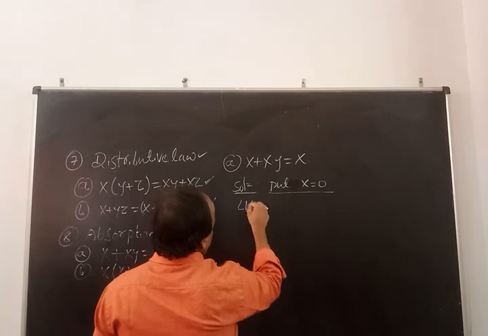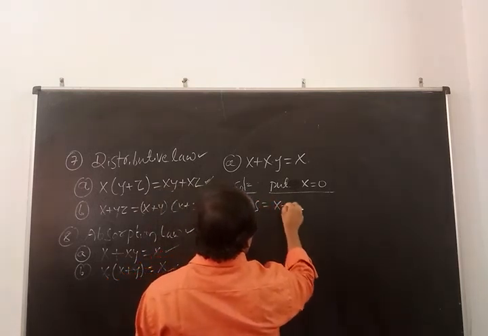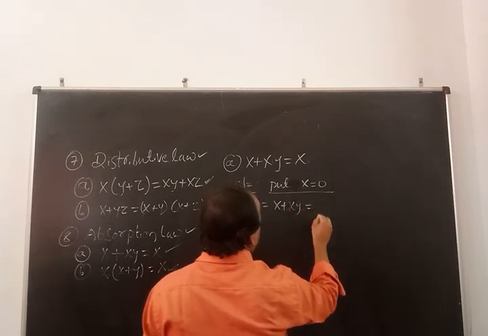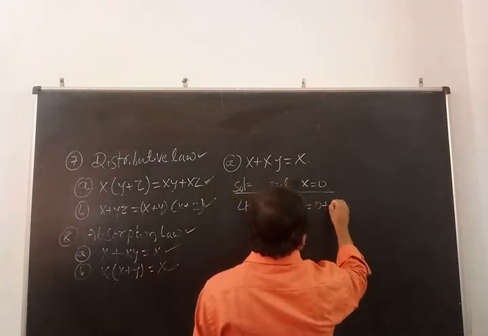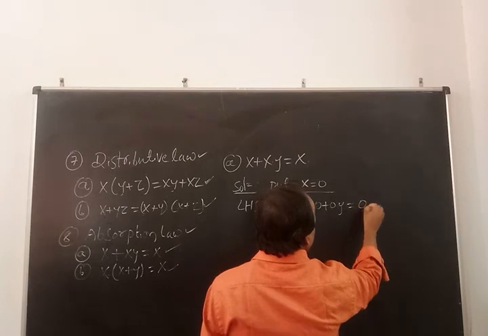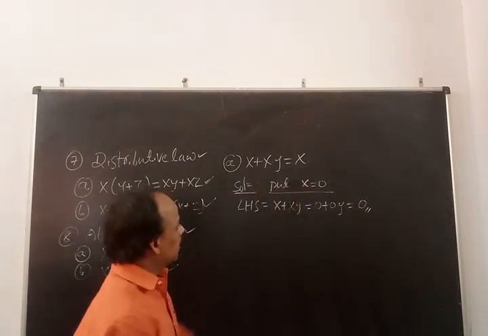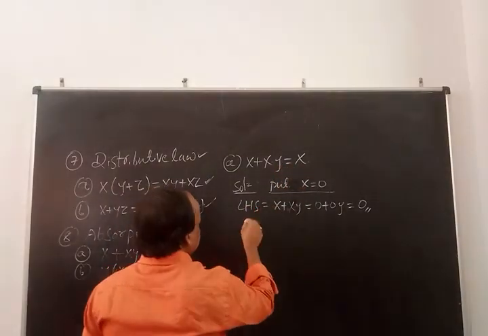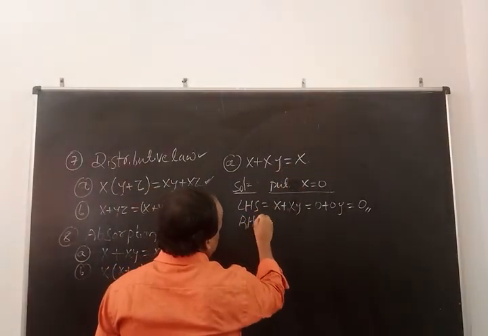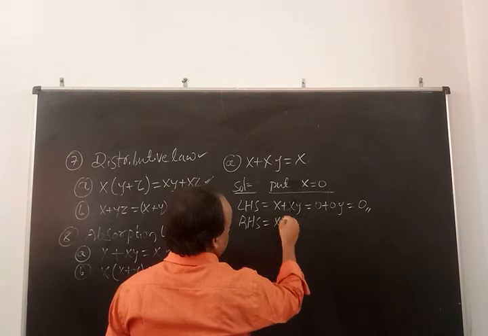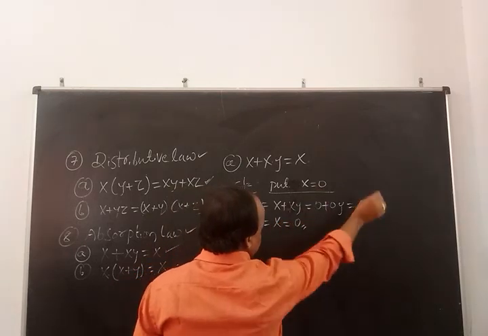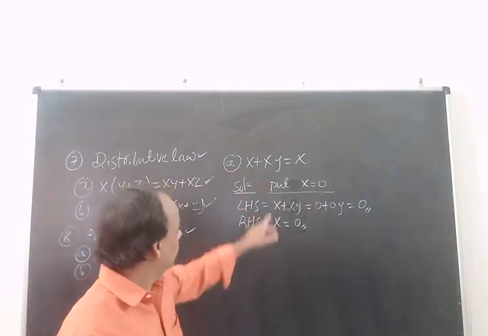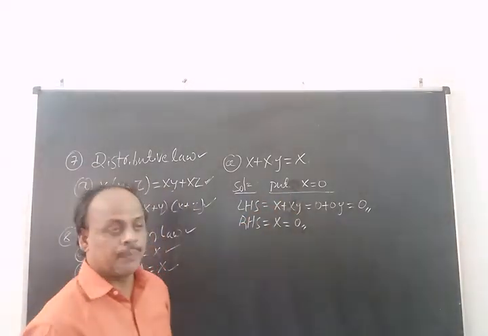Then LHS is equal to x plus x into y, which will be equal to 0 plus 0 into y, which will be equal to 0. So when x is equal to 0, LHS is also 0. Consider RHS, which will be equal to x. Now x value is 0. Therefore LHS is 0, RHS is also 0 when x is 0.